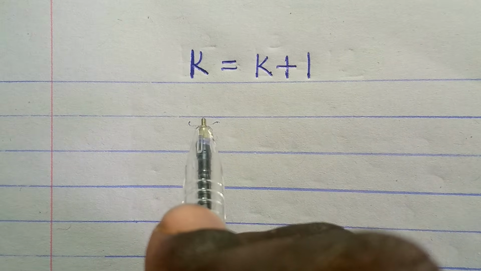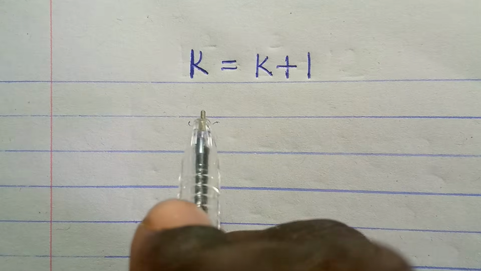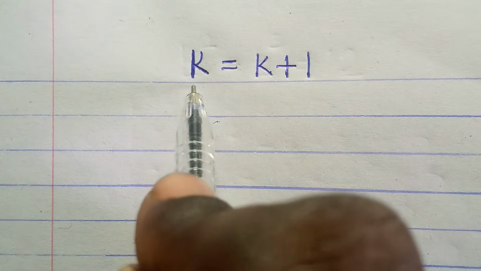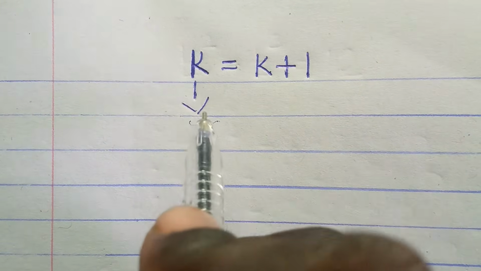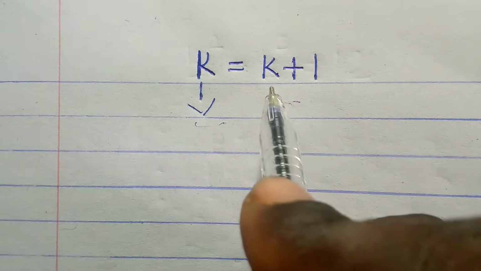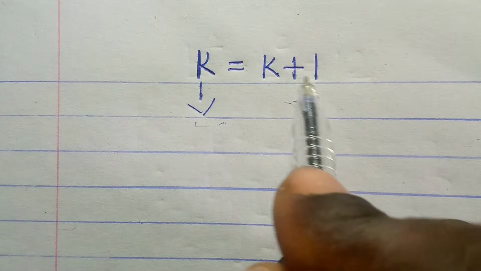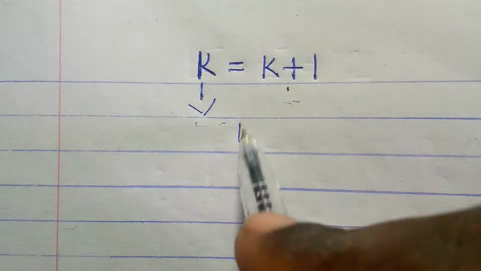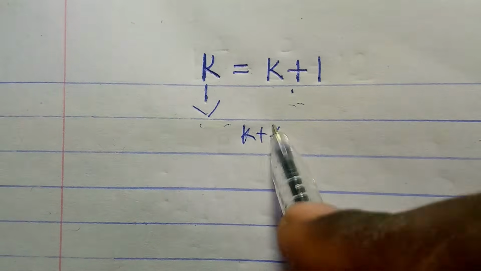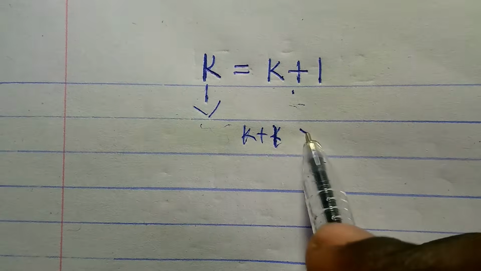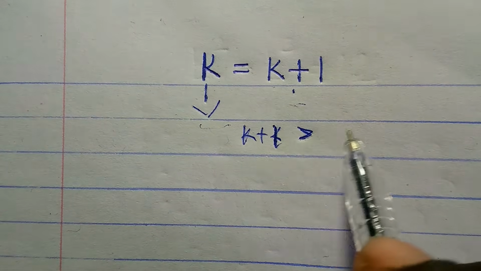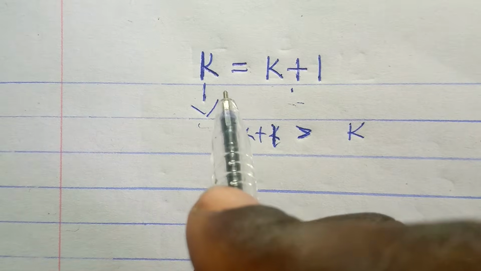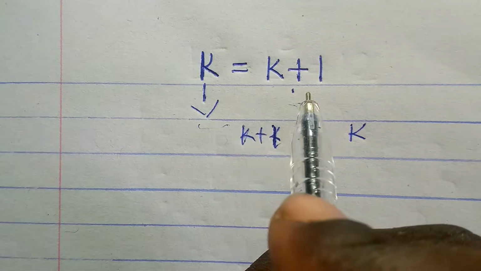Now, let's look at this from this angle. You are given the value of k, and on the right-hand side, if you look carefully, we added 1 to the value of k, which shows that k plus 1 is greater than k. Therefore, this is practically impossible.